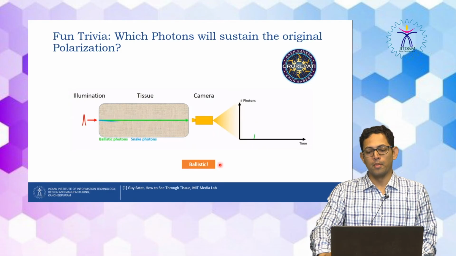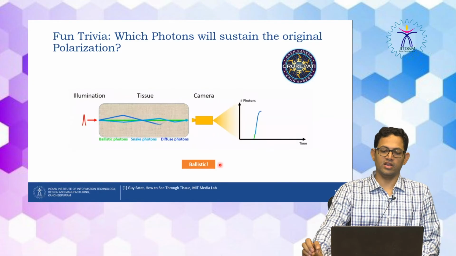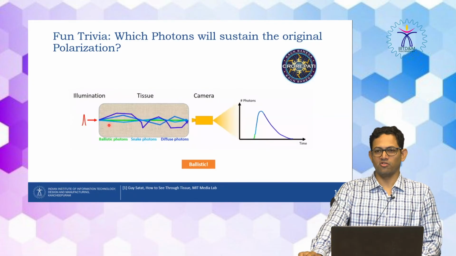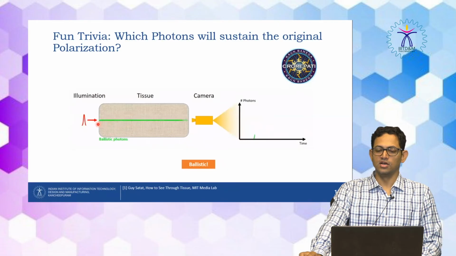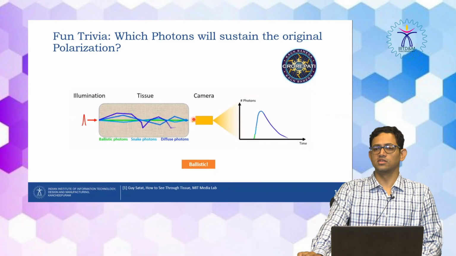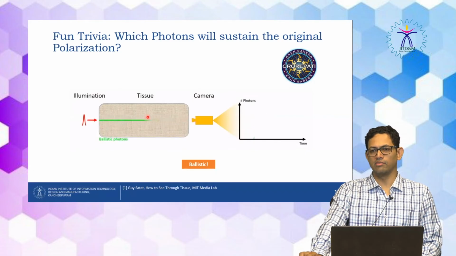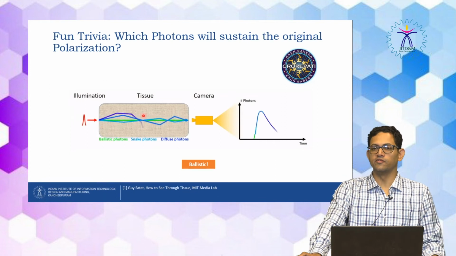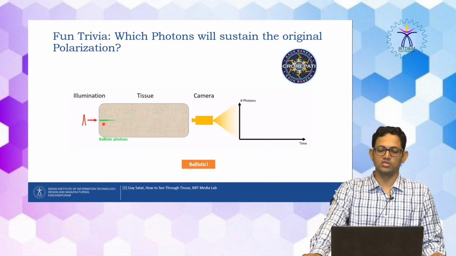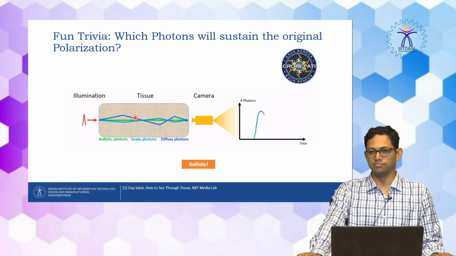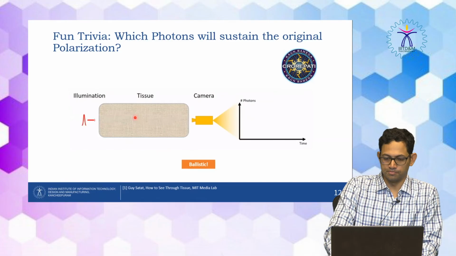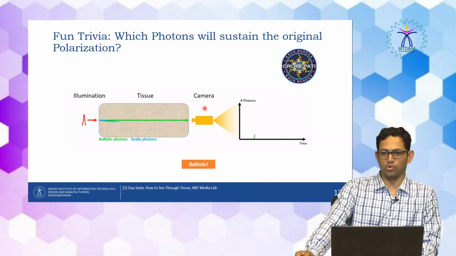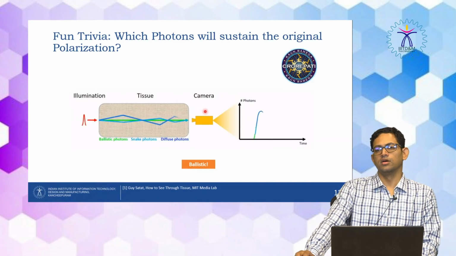It would be the ballistic photons, because there is no interaction and they just directly reach the camera without much interaction. The ones which would be the most depolarized would be the diffused photons, because there will be a lot of scattering, and because of scattering they will lose their polarization. So we can have a time gated approach to know how much scattering is occurring.